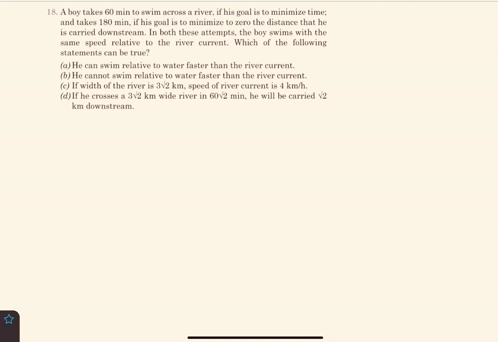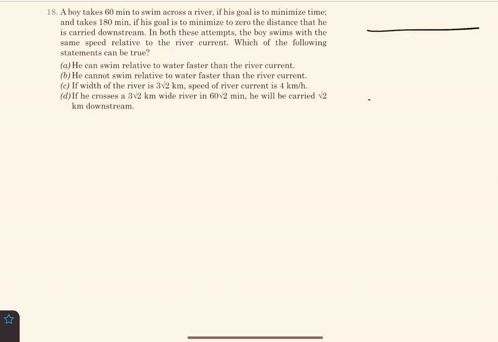A boy takes 60 minutes to swim across a river if his goal is to minimize time, and takes 180 minutes if his goal is to minimize to zero the distance that he is carried downstream. This is the drift. In both these attempts, the boy swims with the same speed relative to the river current. Which of the following statements can be true?